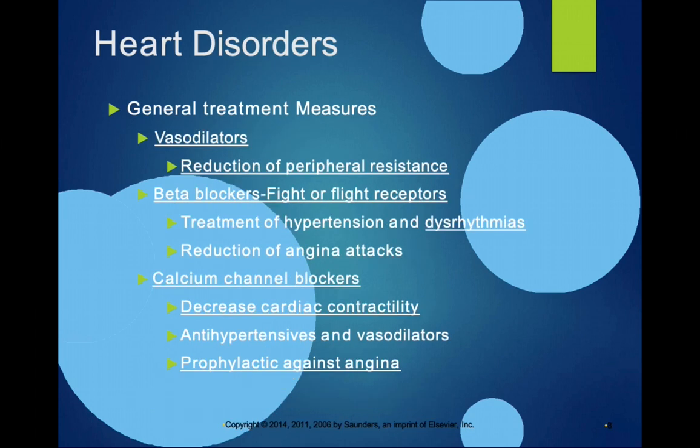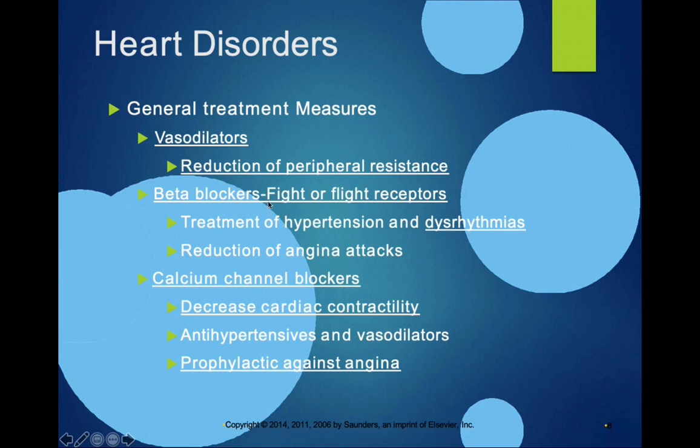The general treatment measures are vasodilators. When you consume a vasodilator, it helps to reduce peripheral resistance. When there's more resistance in your blood vessels, blood pressure goes up. If you dilate blood vessels, that decreases the resistance, and then blood pressure goes down.